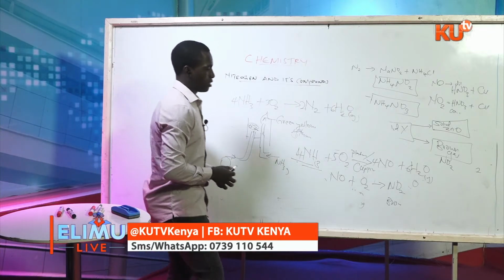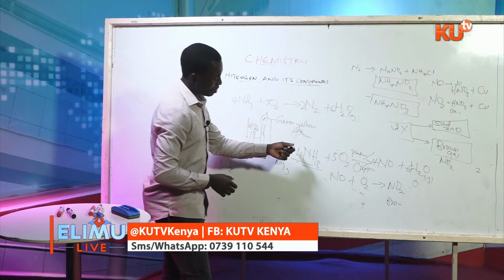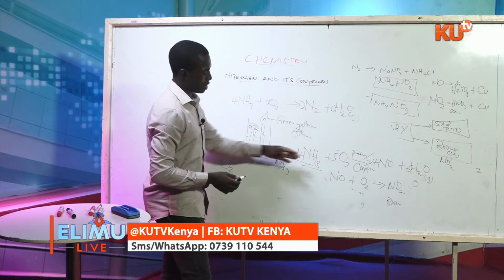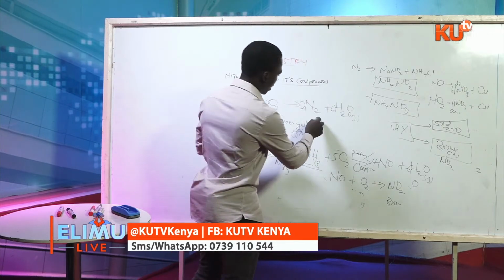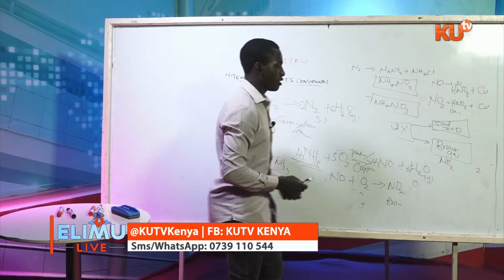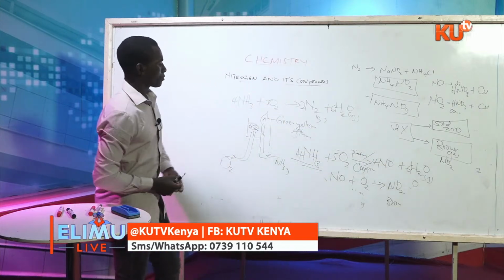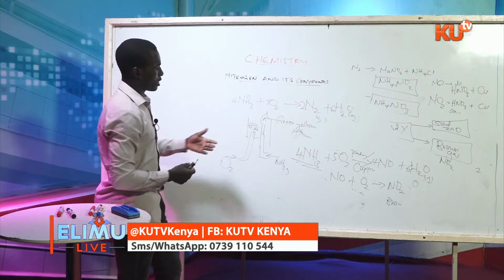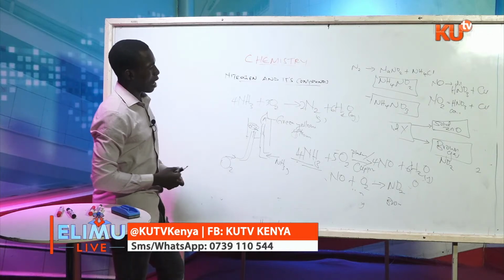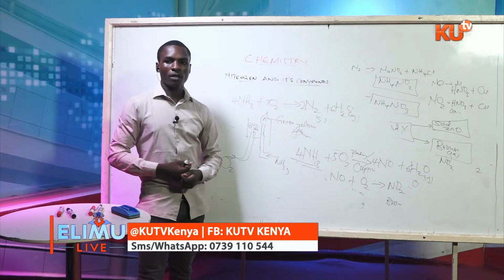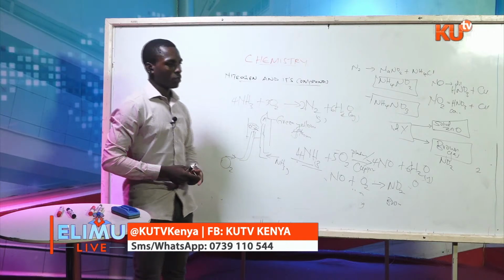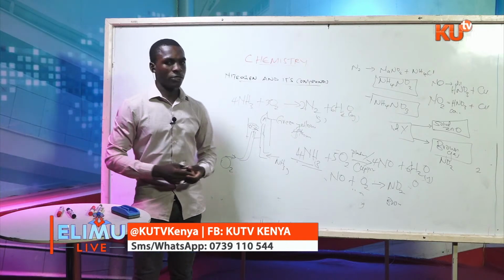So the difference between this equation and this equation is here. The product here is nitrogen gas, and the product here is nitrogen dioxide gas. So in the next lesson, we shall be talking about how we can prepare ammonia at the industrial level, because this was the preparation at the laboratory level.